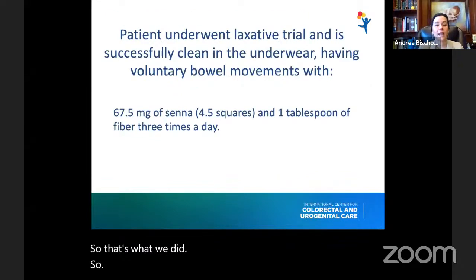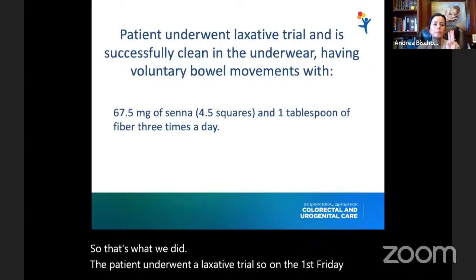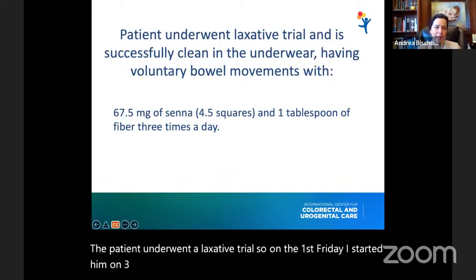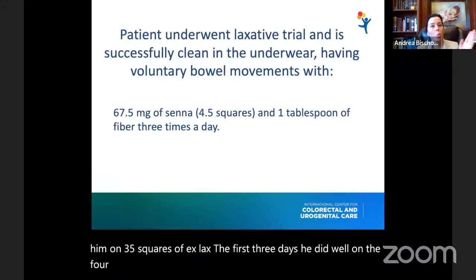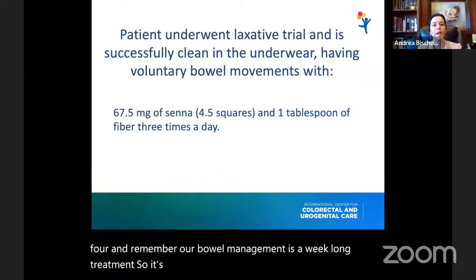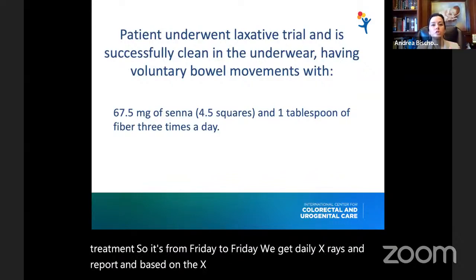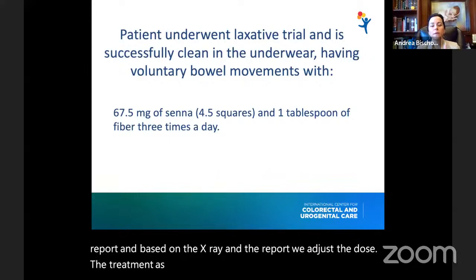The patient underwent a laxative trial. On the first Friday, I started him on 3.5 squares of X-Lax. The first 3 days, he did well. Remember, our bowel management is a week-long treatment, from Friday to Friday. We get daily X-rays and a report, and based on the X-ray and the report, we adjust the dose, the treatment, as needed. So for him, I started with 3.5 squares.